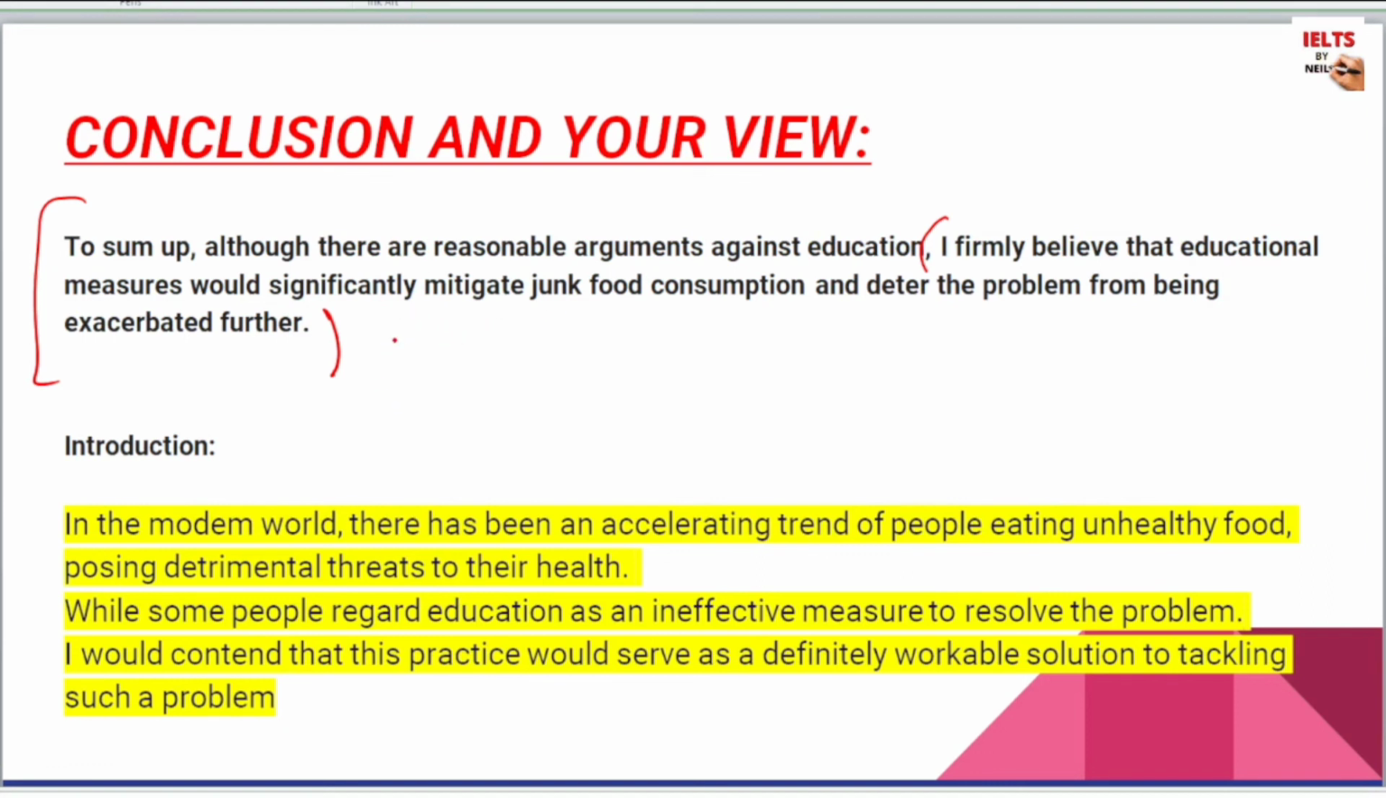Always make sure that whatever you are saying here in the introduction and the conclusion, your both views should be the same. They should never differ from each other. So make sure it is the same.